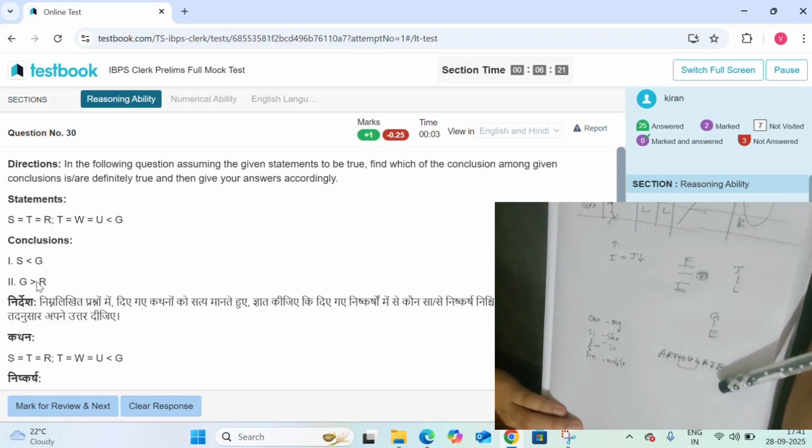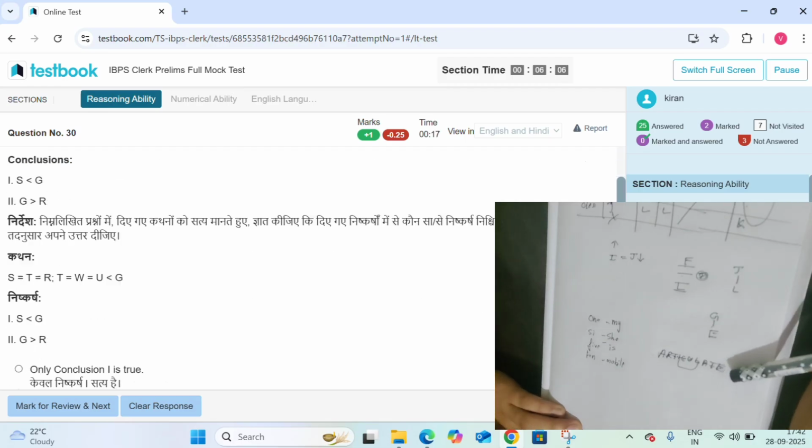Next, S is less than G and G is greater than R. S is equal to T, R. Okay, T less than G, correct. S is less than G, correct. And G is greater than R. G is greater than T, T is equal to R. Both 1 and 2 follow.